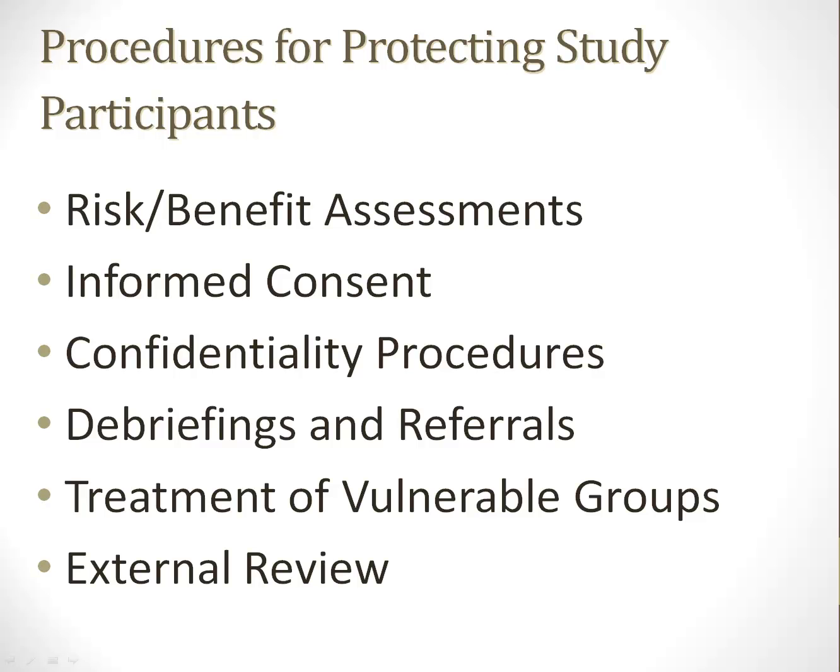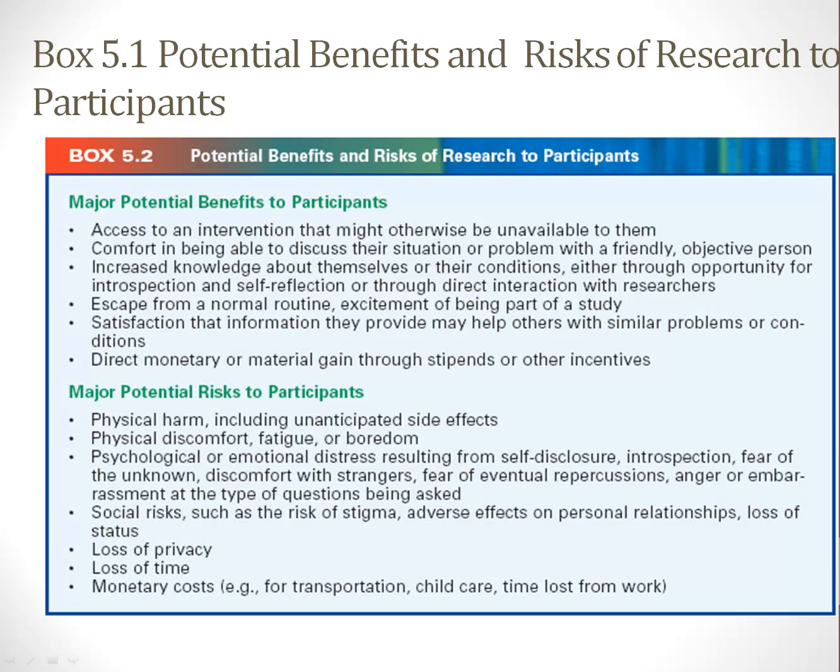Now that you're familiar with fundamental ethical principles for conducting research, you need to understand the procedures researchers follow to adhere to them. These procedures should be evaluated in critiquing the ethical aspects of a study. Each of these will be discussed throughout the next few slides. The review of the risk-benefit ratio is important to the ethical review. There are excellent examples in box 5.1 of your textbook on page 78.